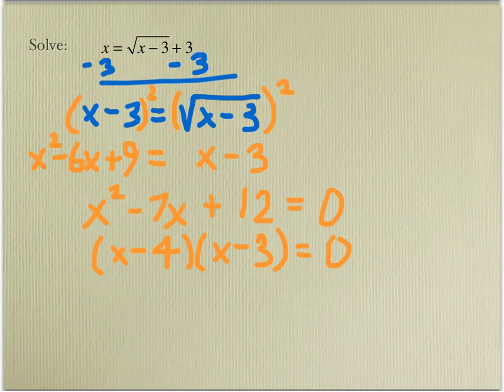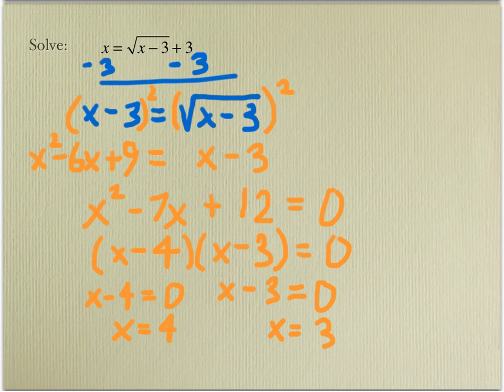Now, in order to solve this, I set each part equal to 0, because when I am multiplying two separate items and they equal 0, well, that means either this one has to be 0 or this one has to be 0. So I'll set this equal to 0, and you can already see what the answers are. x equals 4 and x equals 3.